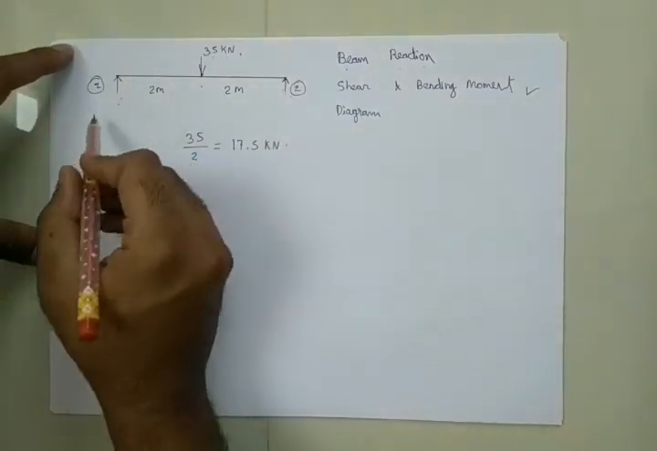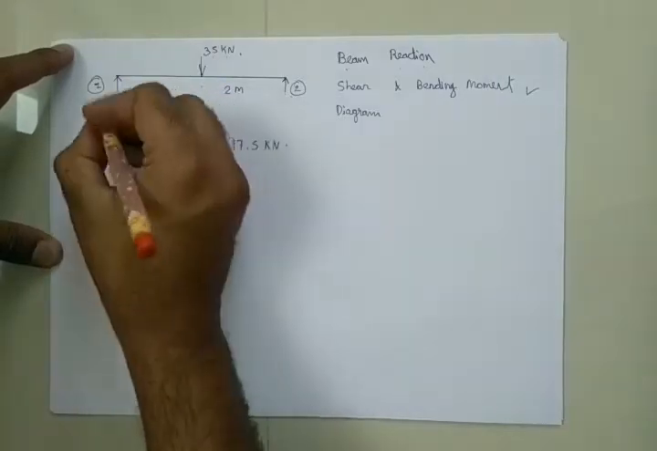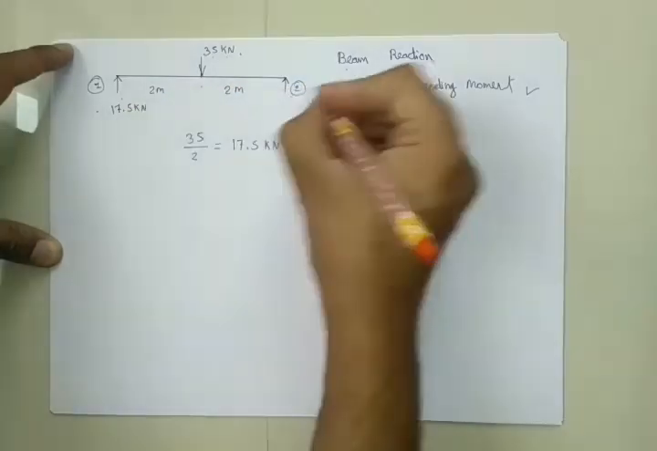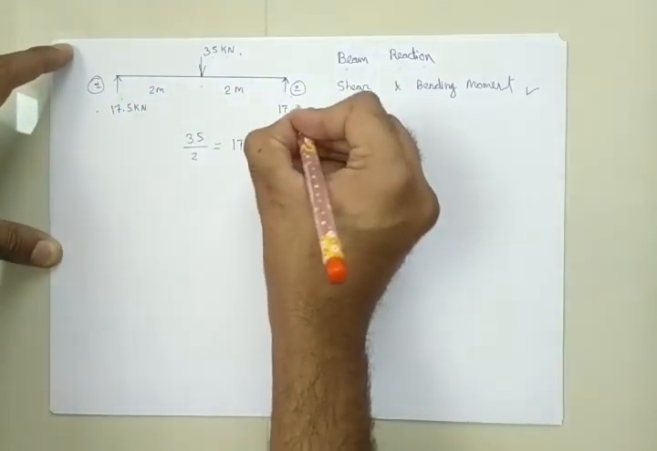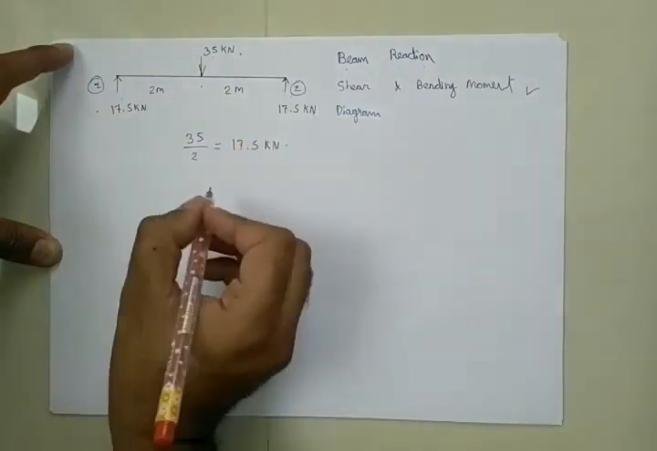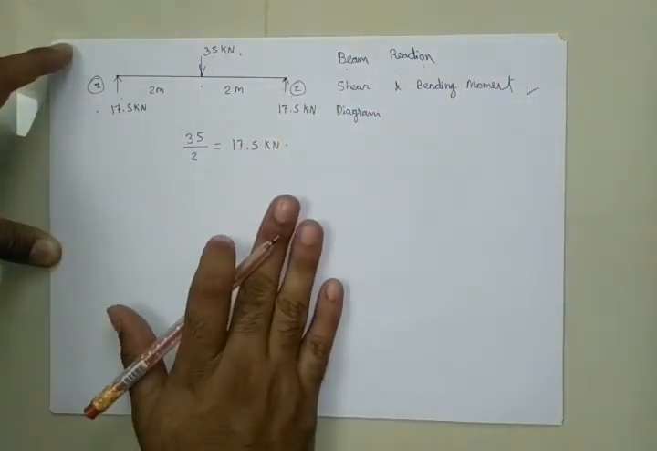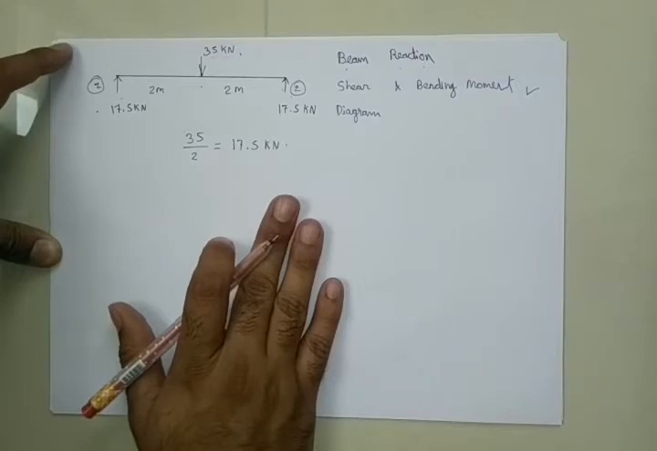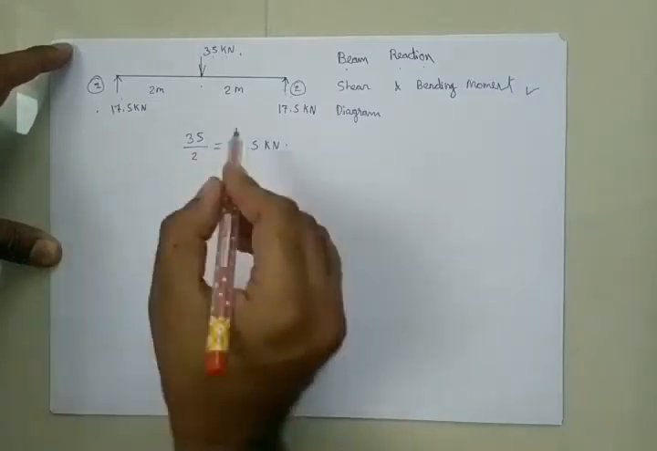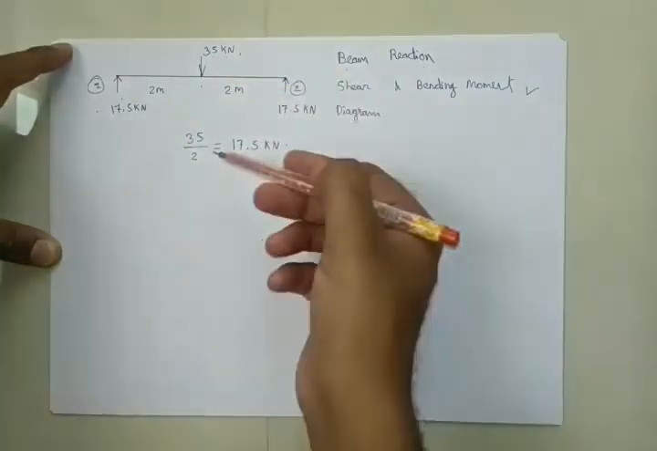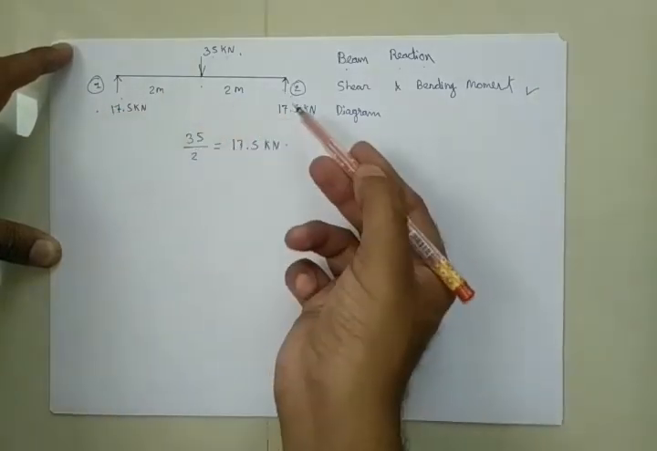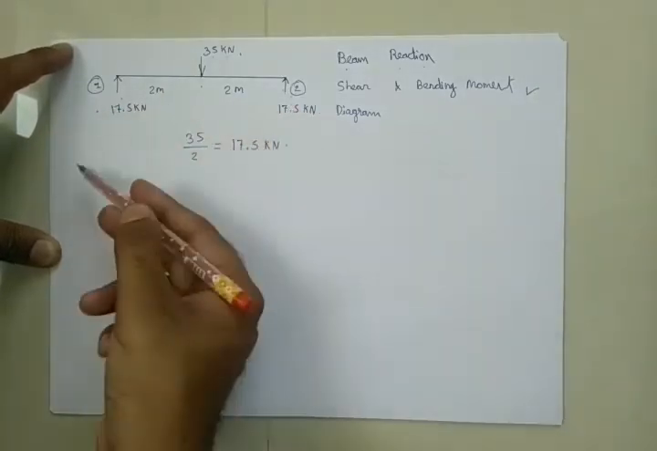So what amount of load will transfer from point 1? It will be 17.5 kilonewton. And the same 17.5 kilonewton load will transfer from column 2. Although this was a very simple numerical, it was used to make you understand what the effect will be and how we can calculate the amount of load that is transferred to both the supports.